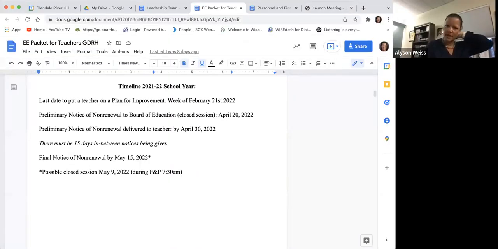Okay, so we didn't have a process in place for staff support, like an improvement plan process or non-renewal process. So what we did is we reached out to Bob Butler, who had all the statutory dates and timelines. And then I took something that I had used in a previous district and just tweaked it to work for us.